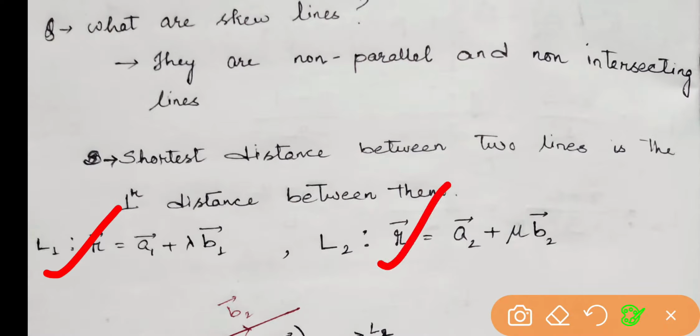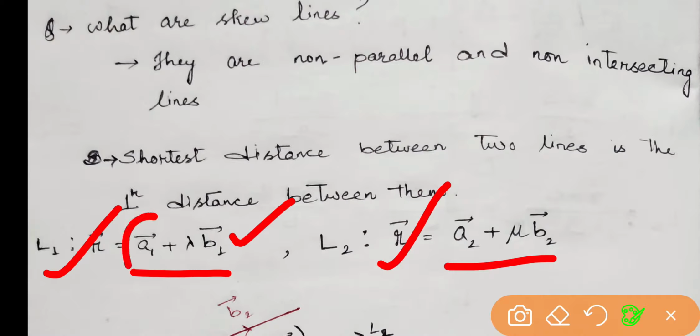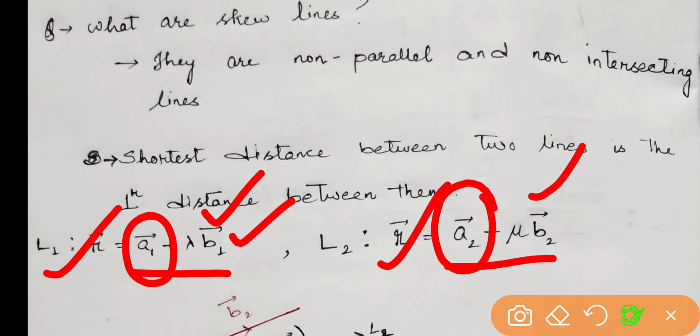Now look at these two lines. From previous knowledge we know that we can write line equations like this. I have assumed two lines. The equation of the first one is a1 vector plus lambda b1 vector. This is the point on the line, and this is the vector parallel to the line. This is another line which has a2 as a point on it, and b2 as the parallel vector.